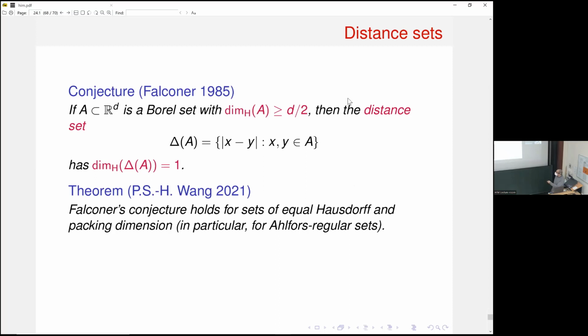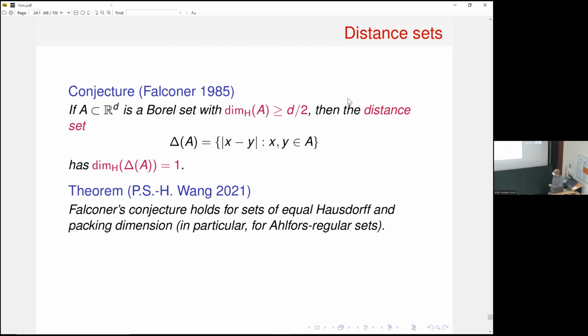To mention very briefly another result that I obtained together with Hong Wang that strongly uses the discretized result that I proved together with Thomas. So recall the Falconer distance conjecture. It's a very famous conjecture that says that if we have a Borel subset of R^d of dimension, okay, there are several versions, this is one version, a Borel set of R^d of dimension at least d over 2, then the set of distances spanned by pairs of points in the set has full dimension 1.